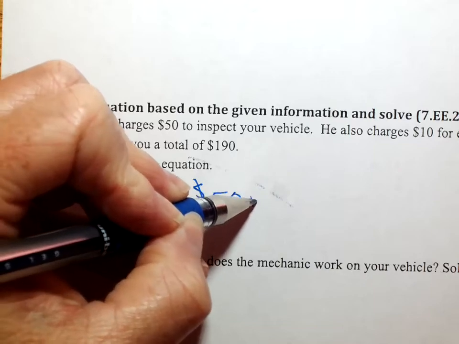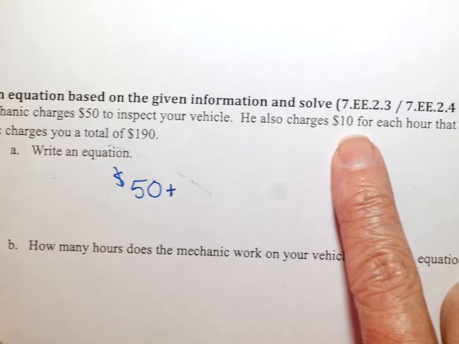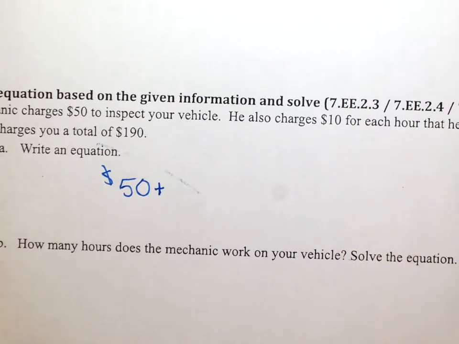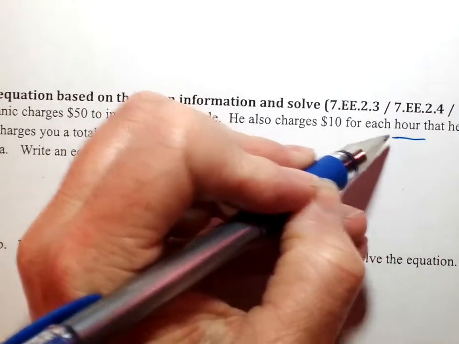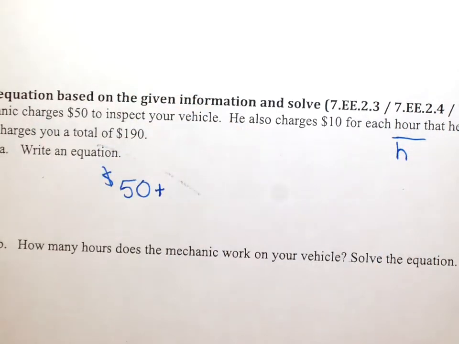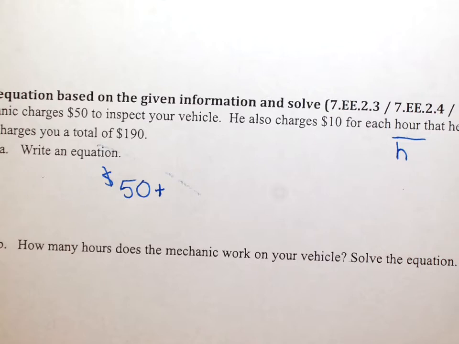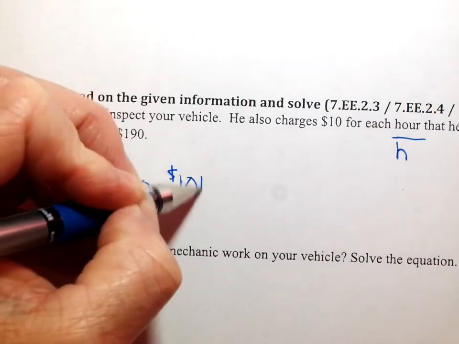And I have to add that to the cost, because it says here, he also charges $10 for each hour. Do I know how many hours? Nope, not yet. I'm going to use H as my variable for hours. So I think $10 for each hour. Counting by groups, adding up groups, that's multiplication. So 10H.